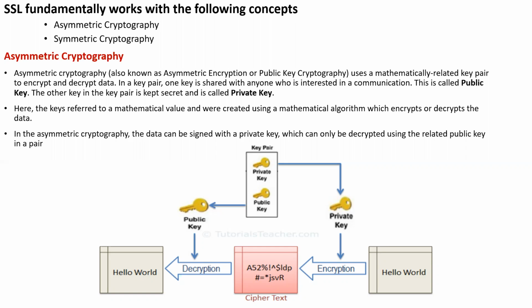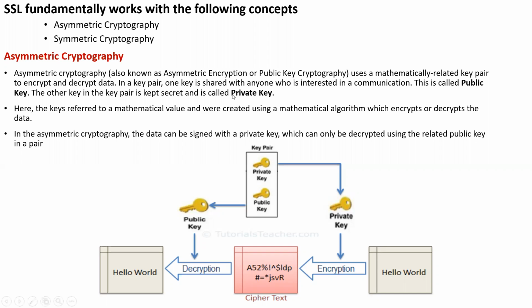So in asymmetric cryptography, the data can be signed with a private key, which can only be decrypted using the related public key in the pair. When the data is signed with the private key, that data can be decrypted using the public key of the relevant pair in the communication.